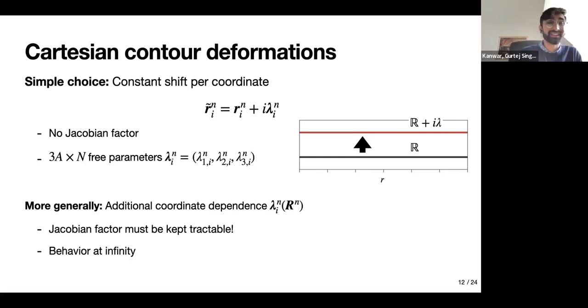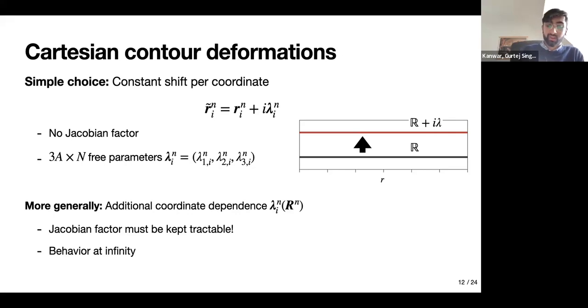The very obvious one then is just to have a constant shift into the imaginary direction of each component of every coordinate everywhere in the path integral. Since this is a constant shift, there's no Jacobian factor, and the number of parameters is easily counted. It's just the same as the dimensionality of the original path integral, so one parameter per coordinate. And it's very simple, but as we'll see momentarily, this actually already gives pretty good benefits in the case of the Euclidean density response functions.